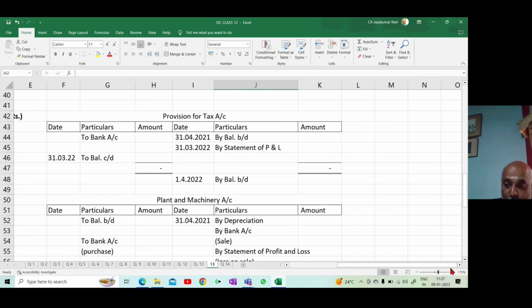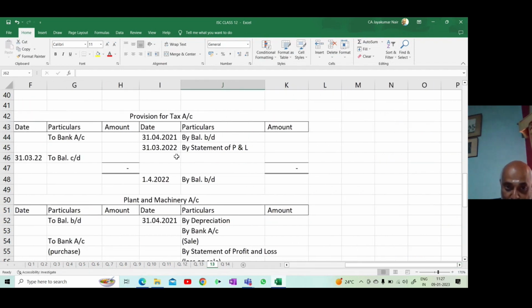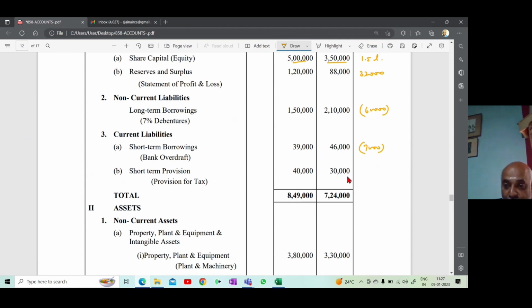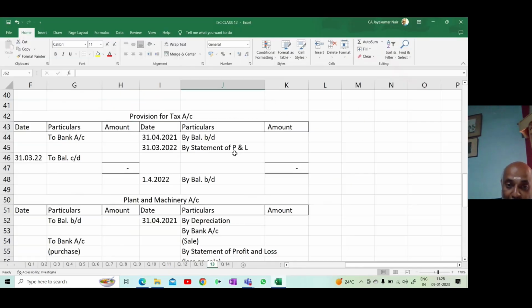First, we'll open the provision for tax account. So how much is the opening provision? Opening provision is 30,000, closing provision is 40,000. Provision for tax is a liability, so it will have a credit balance. 30,000 is your provision for tax opening balance. Closing balance is 40,000.